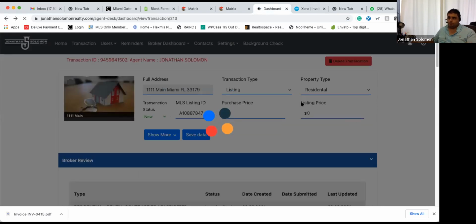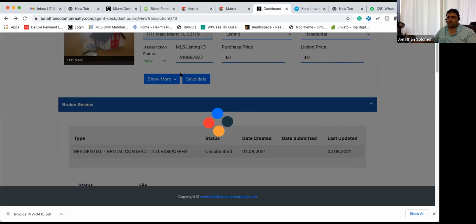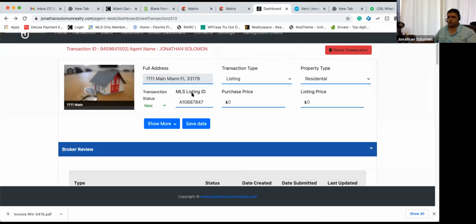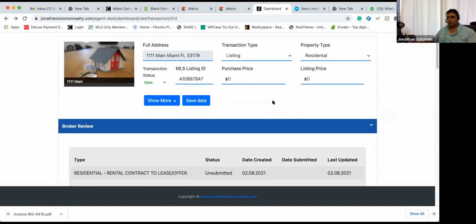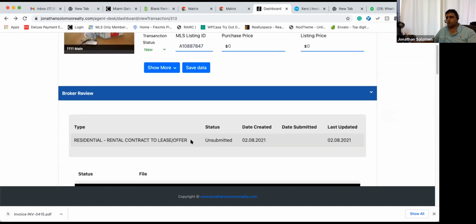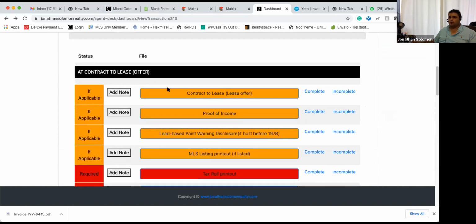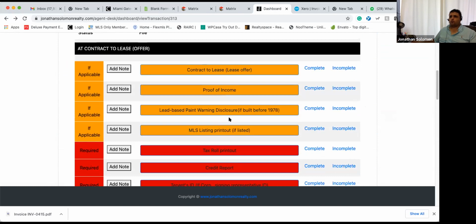So I'm going to go into our agent desk system, and I just created a demo transaction for this type of transaction, which is a rental transaction. In this case, I created a residential rental contract to lease, which means I, as the tenant agent, represent the tenant and want to find a place for our tenant. So I'm going to go over the checklist that we have here in order to qualify the tenant.